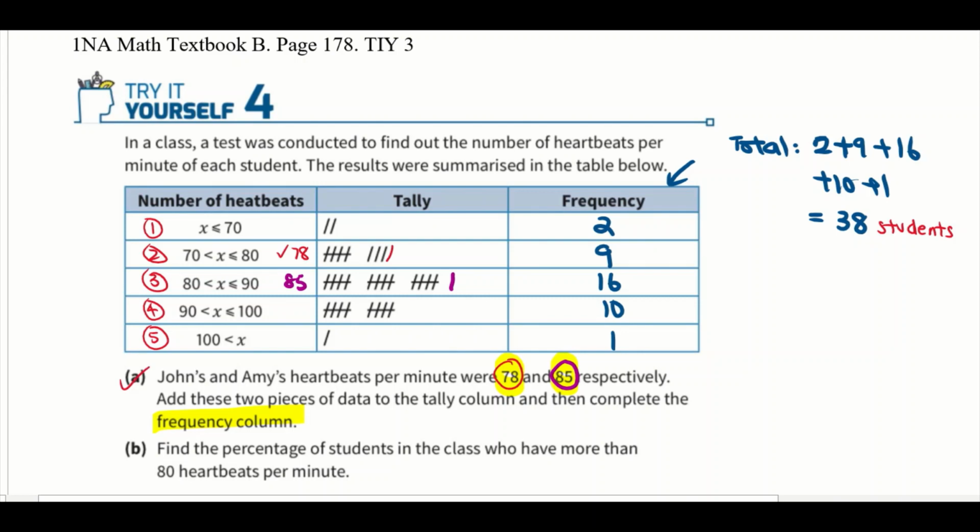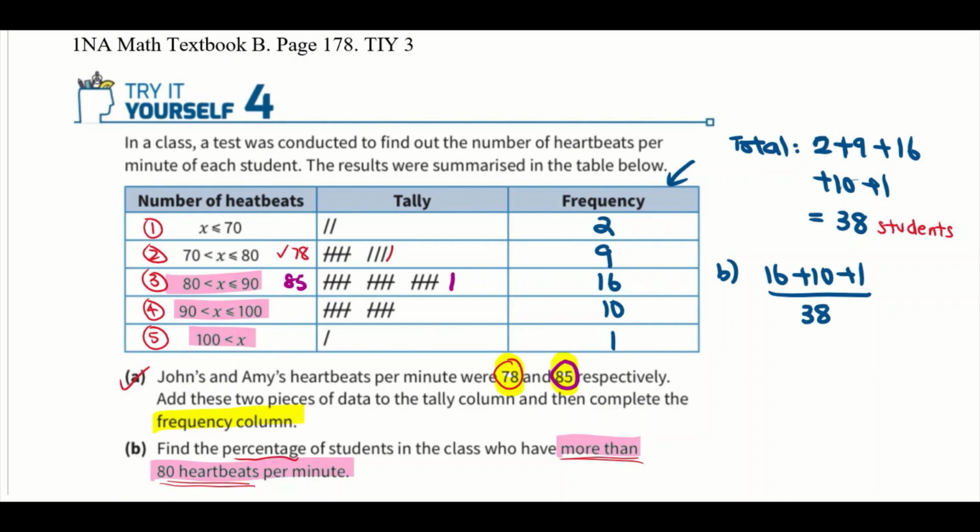So we're done with part A. Now we move on to part B. Find the percentage of students who have more than 80 heartbeats per minute. Which category satisfies more than 80? That will be group 3, group 4, and group 5. So I will add up 16 plus 10 plus 1. These are my number of students who have more than 80 heartbeats per minute over the total, 38. And since I want to find percentage, I need to times 100%. And that will give me the answer, 71 1/19%.